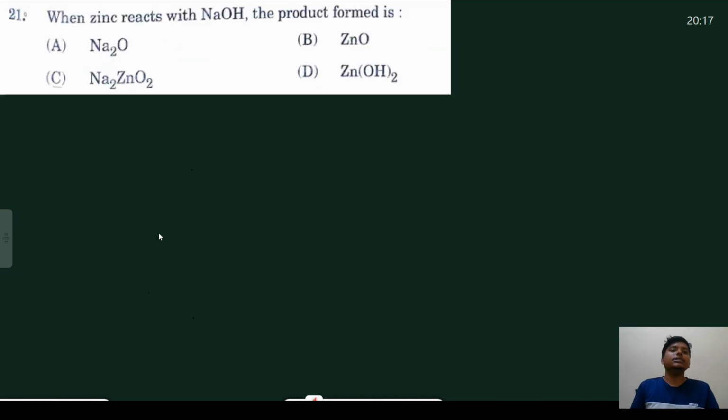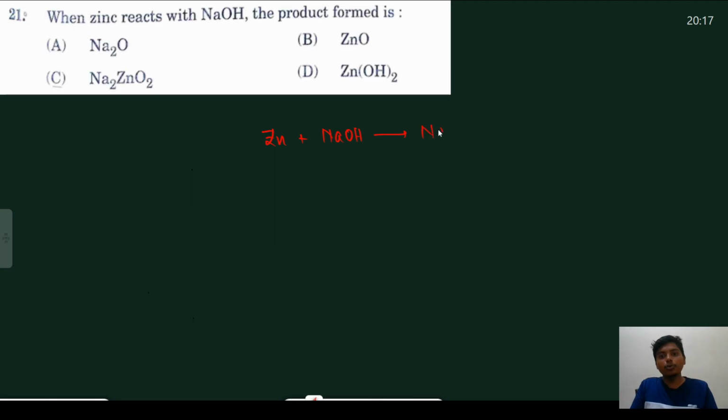Understood? Next, when zinc reacts with NaOH, the product formed is what? This is a very good question. This is an example of metal reacting with base. Generally, metal oxides are basic. Acid reacting with base, what will it give? Salt. Acid reacting with base, or non-metal reacting with base, will give salt. But when metal reacts with base, what will happen? So zinc, when reacting with NaOH, what will we get?